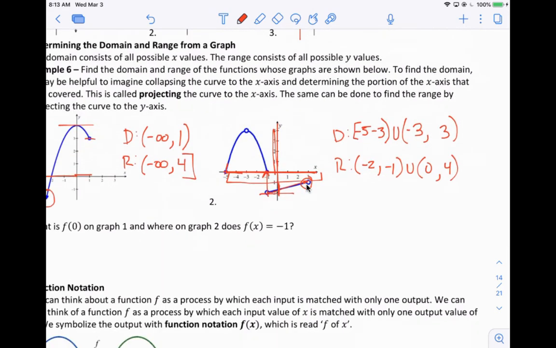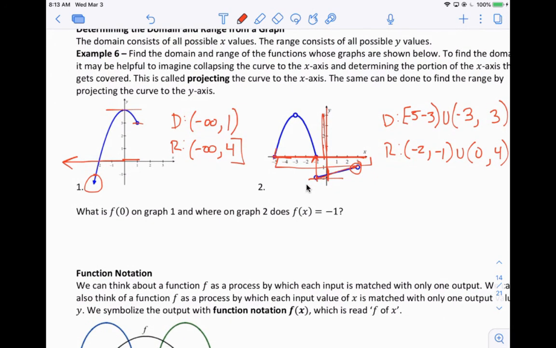All right. Going along with these graphs, let's work with function notation now. What is f of 0? Remember, that's how that reads. F of 0 on graph 1. And where on graph 2 does f of x equal -1? So let's clean this up a little bit. Sorry about all those. Let's look at f of 0 on graph 1.